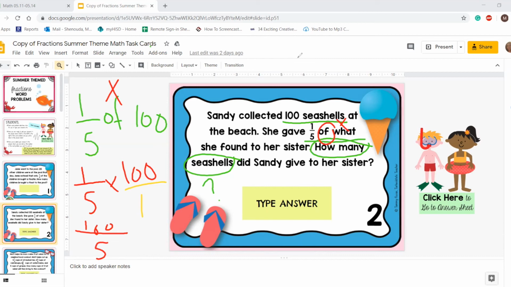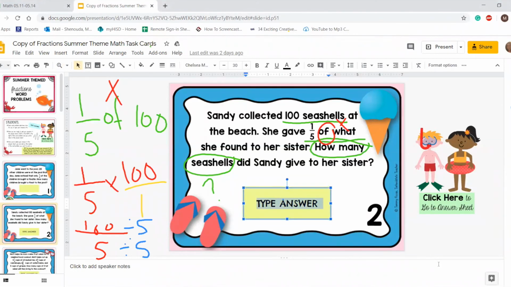The last step would be to simplify this fraction. I could try dividing by 2. 100 could be divided by 2, but 5 can't. 100 cannot be divided by 3, and neither can 5. I could try dividing by 5, and that will actually work. If I divide the numerator and the denominator by 5, that will give me 20 over 1, which is the same thing as just 20. So if I want to put this in a complete sentence, I would say Sandy gave 20 seashells to her sister.